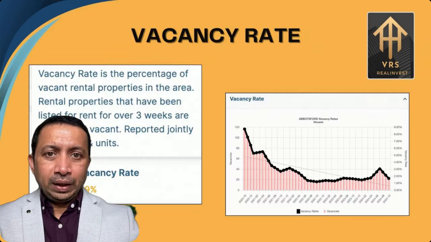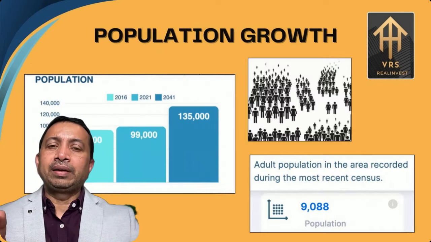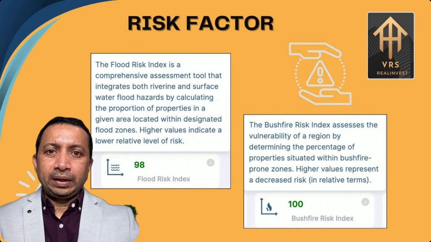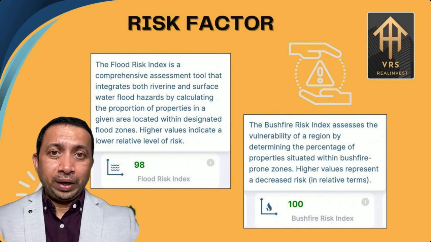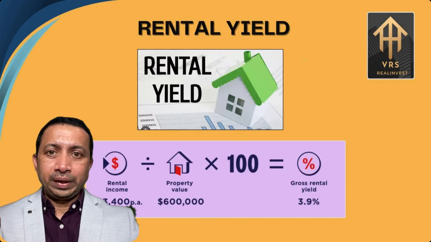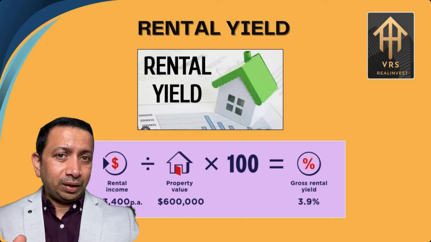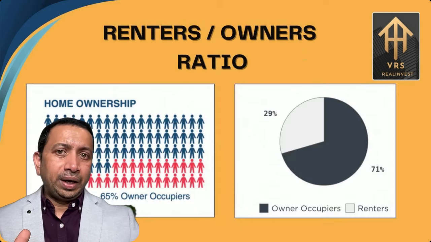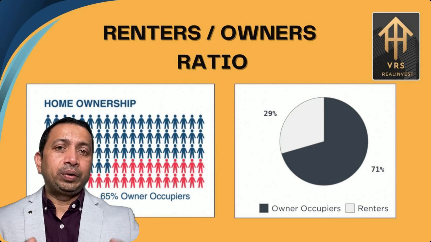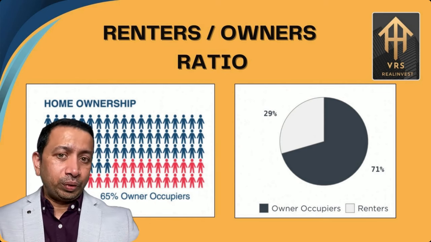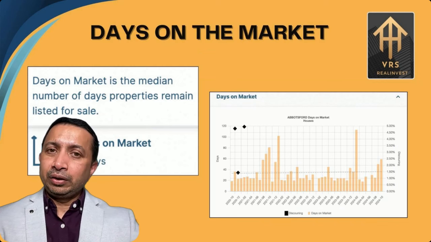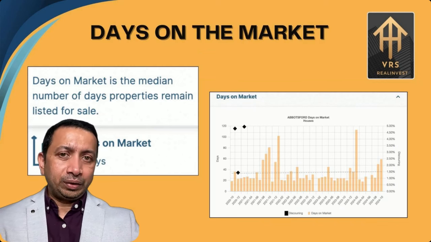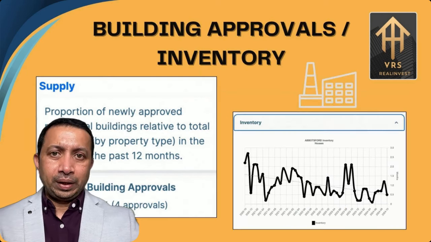Let me repeat it again. The first thing is the vacancy rate, the second thing is the population growth, and the third thing, the risk factors. You need to identify what risks are involved in that particular area. And the rental yield, that is another important factor you need to consider, and the renters to owners ratio. You need to identify how much percent of the owners are living in that particular area, and the days on the market. You need to identify how many days the properties are on the market, and the building approvals.